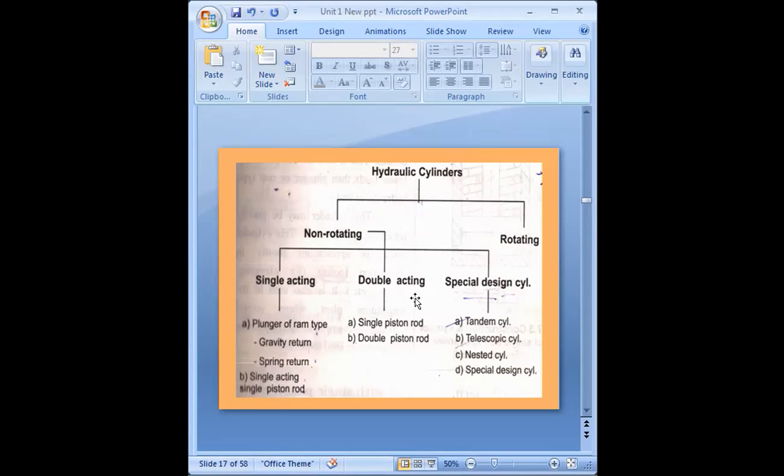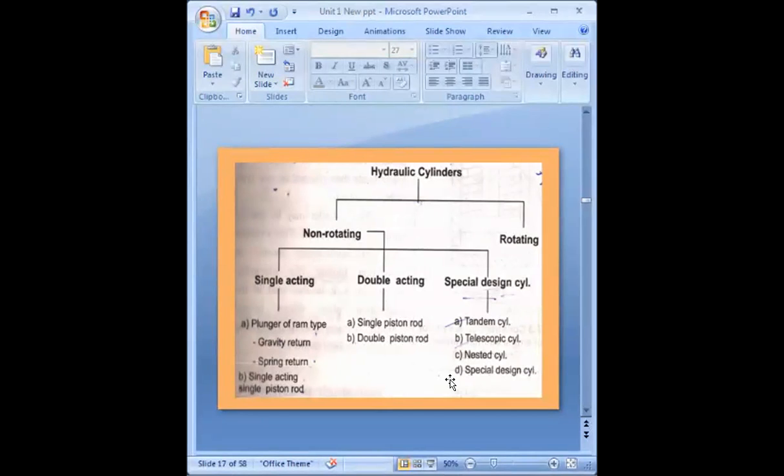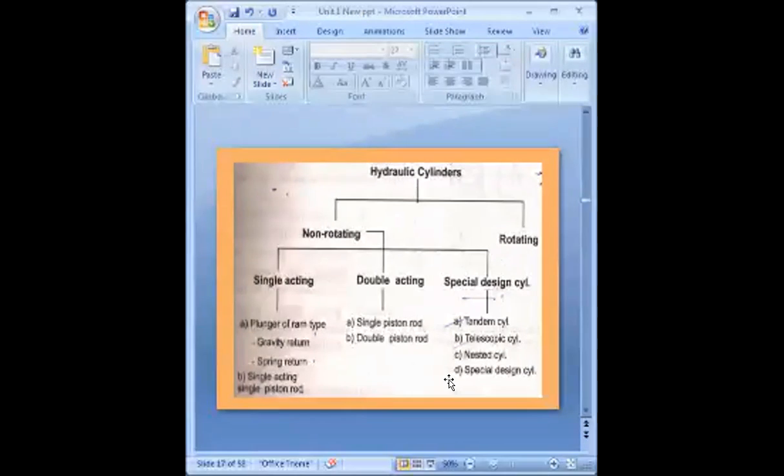For each and every one we are going to see the construction, diagram and working principle. And in the category of special design cylinders, we have four subtypes. In that we are going to see the tandem cylinder, then telescopic cylinder, then nested cylinder, and special design cylinder. So this is the classification of the various types of cylinders which are available.